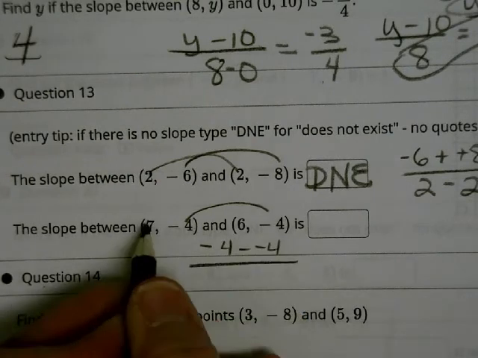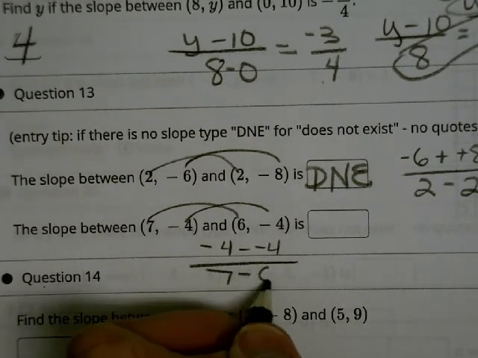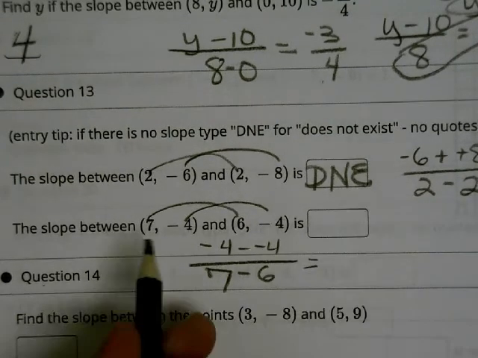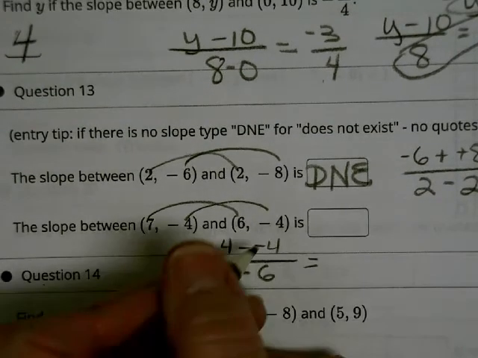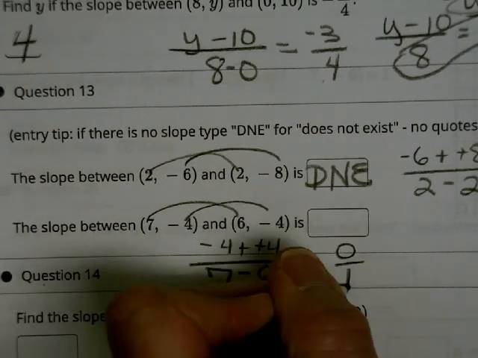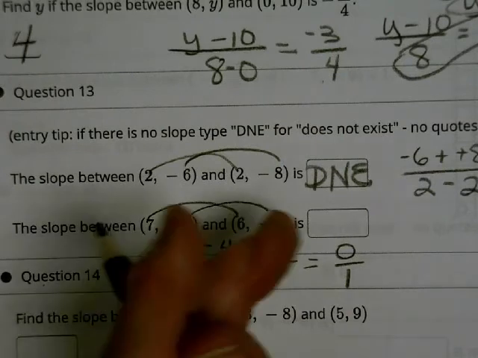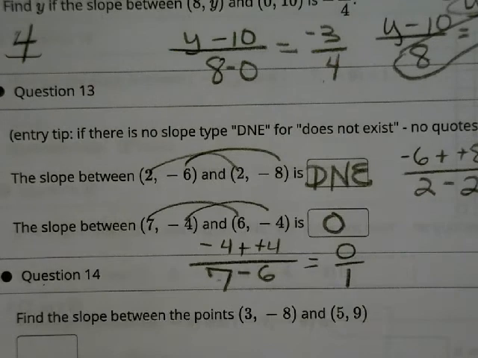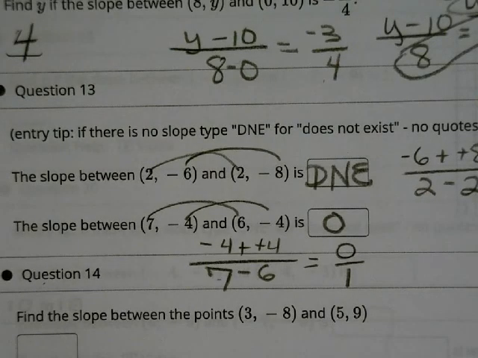So this one has a -4 minus -4 over 7 minus 6. That's a pretty ugly 7, sorry. But you always take the difference, yes. So when you add the opposite here, I get a 0 on top and I get a 1 on the bottom. That's okay. So what's 0 divided by any number? 0. Yes.